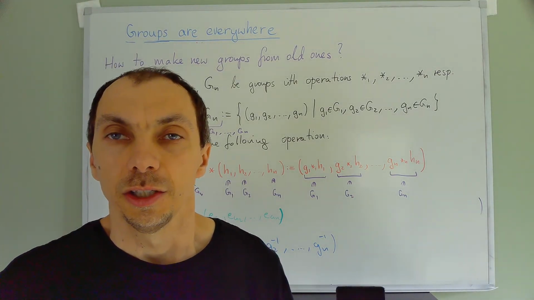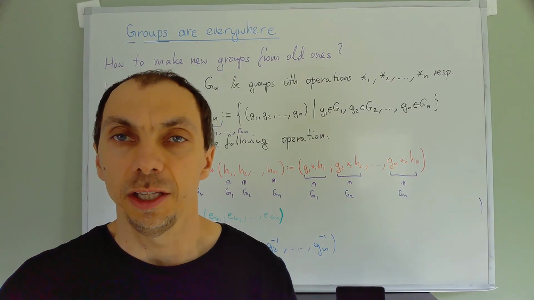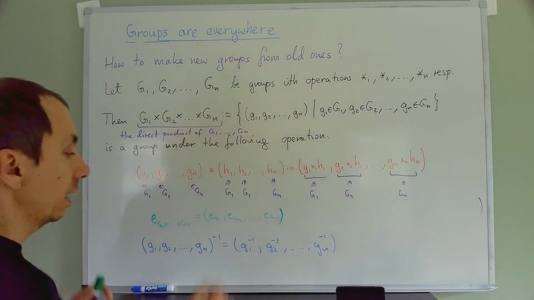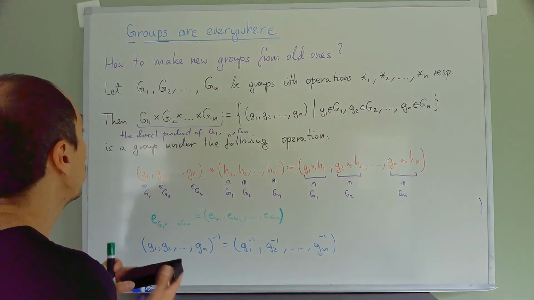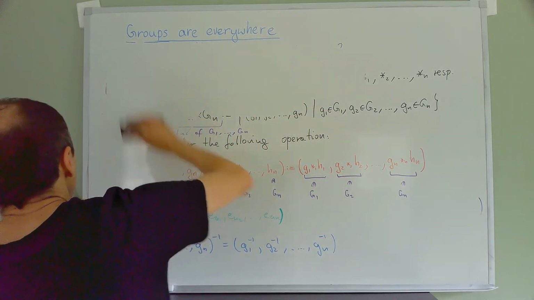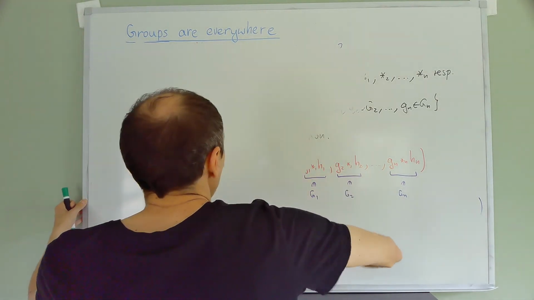So, in other words, if I have any number of groups, I can form direct products and get new groups. So let's write down actually a few examples of that, and let's play with them a little bit.